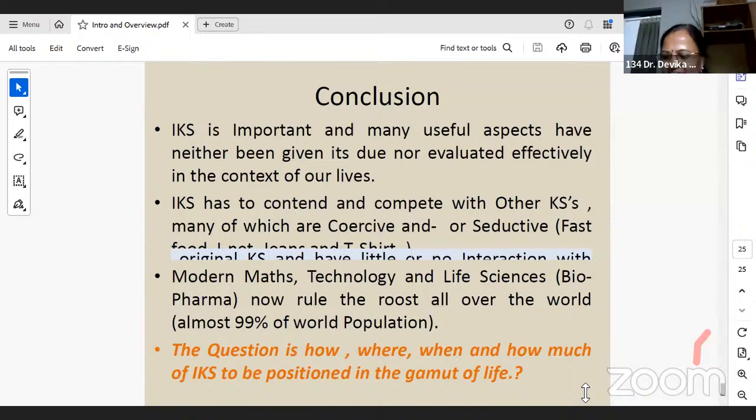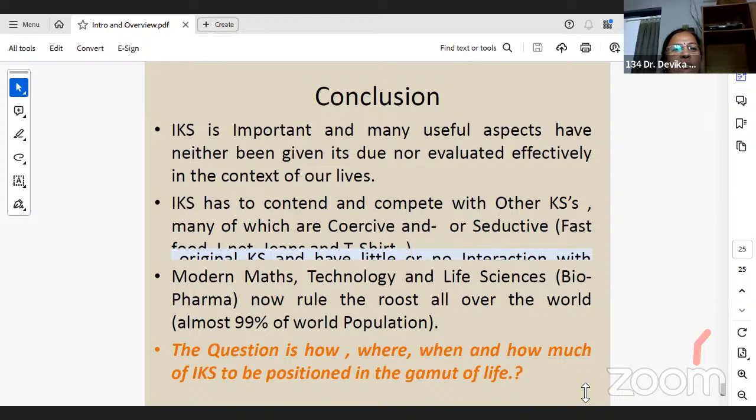Namaskara, sir. In one of your slides, it was mentioned, of course in brackets, is it possible, meaningful, and productive to live by significant components of IKS only? And in the last slide, it was mentioned where, when, and how much of IKS to be positioned in the gamut of life.